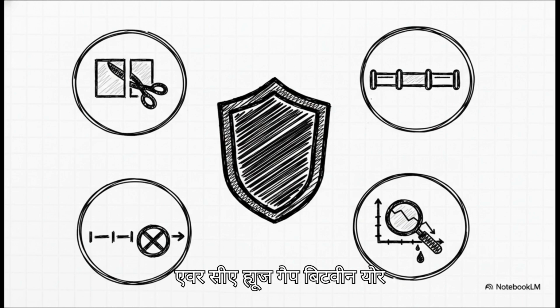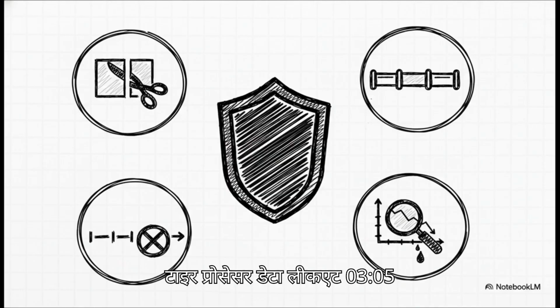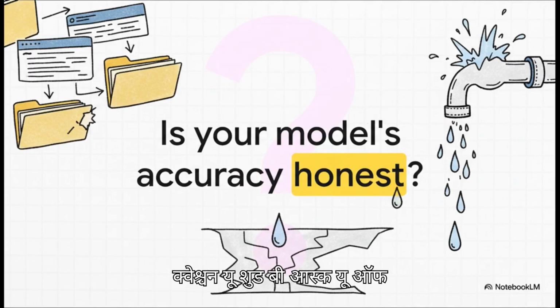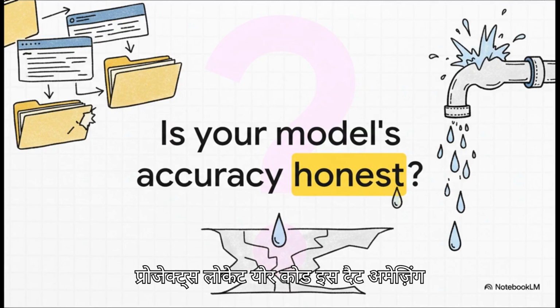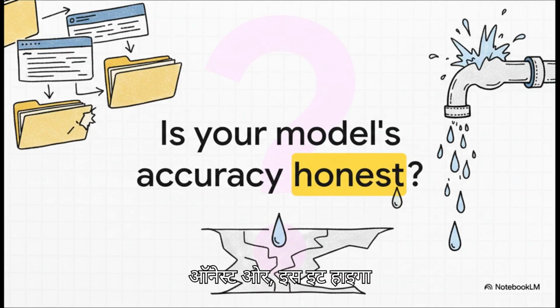And finally, if you ever see a huge gap between your test accuracy and your real-world results, the very first thing you should do is audit your entire process for data leakage. And that brings us to the final question you should really ask yourself after this. Go back and look at your projects. Look at your code. Is that amazing accuracy score that you're so proud of actually honest? Or is it hiding a leak?